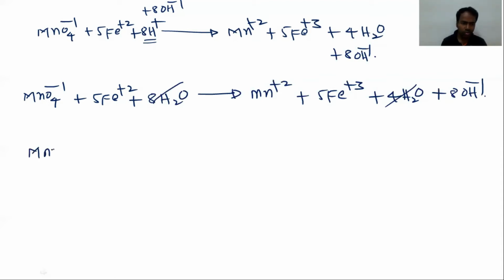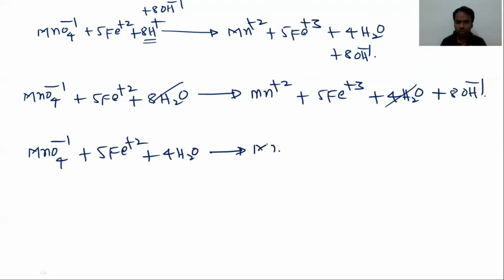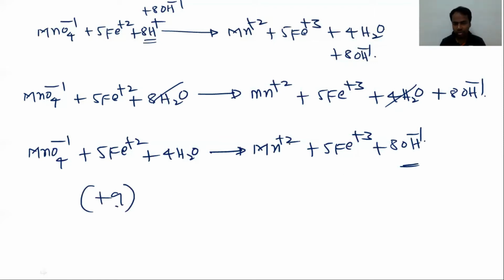Then it forms MnO4⁻ + 5Fe²⁺ + 4H2O, which forms Mn²⁺ + 5Fe³⁺ + 8 OH⁻ ions. So now this equation is balanced in basic medium. Then cross check the charge: here minus 1 plus 10, so total plus 9 on this side. Here plus 15 plus 2 is plus 17, minus 8, so plus 9. So this equation is balanced in basic medium. That's all; this is the way of balancing redox reactions.